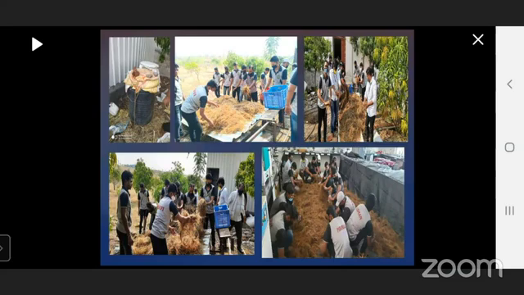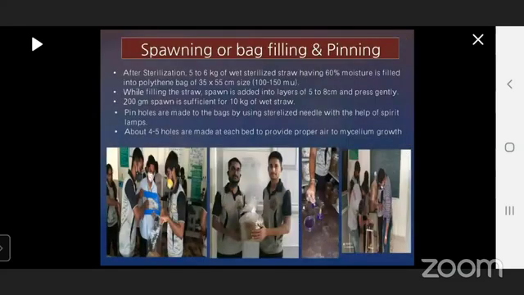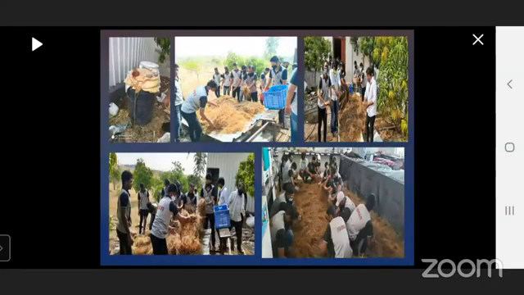40% moisture should be present in the straw. If there is more moisture, then it may fail the growth of mushroom. Since we have a fungus, we require the moisture. Hence we have to check the moisture level by pinching with the help of our forehand.